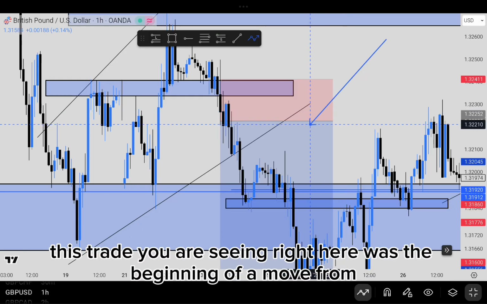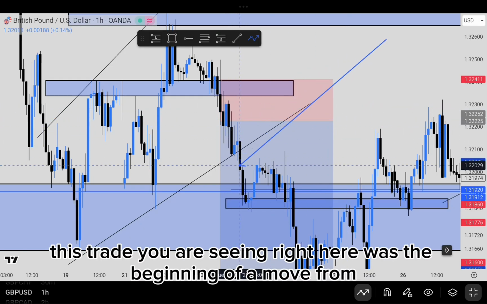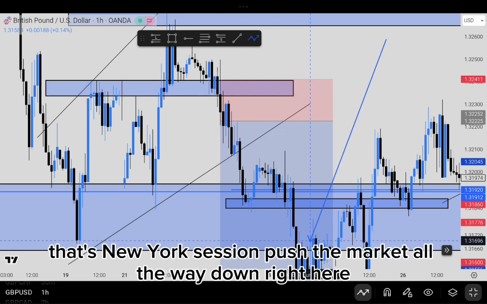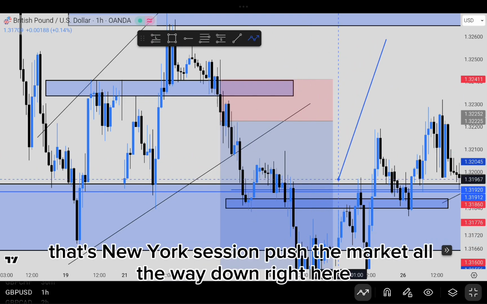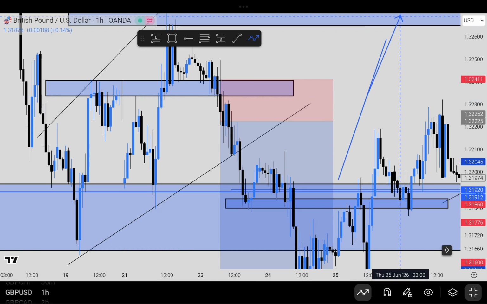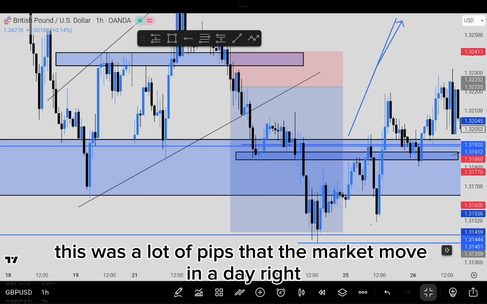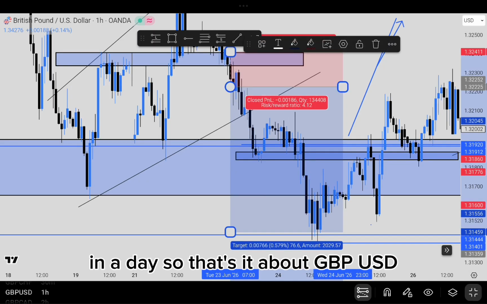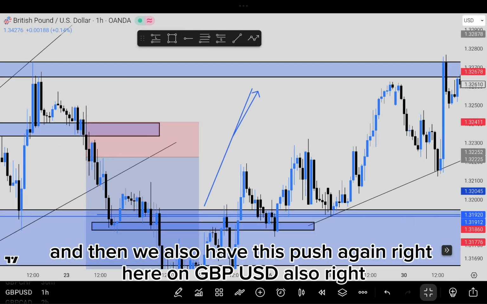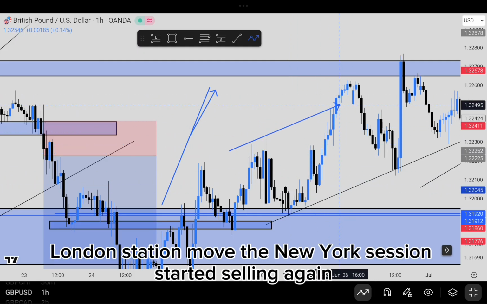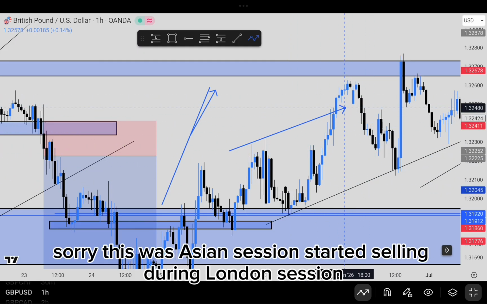This trade you are seeing right here was the beginning of a move from the London session. Then it rallied all the way down. The New York session pushed the market all the way down right here. This was a lot of pips that the market moved in a day. So that's it about GBPUSD. We also have this push again right here on GBPUSD. London session move, then the Asian session started selling.